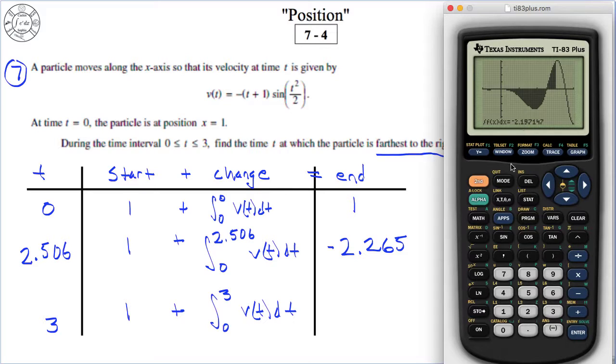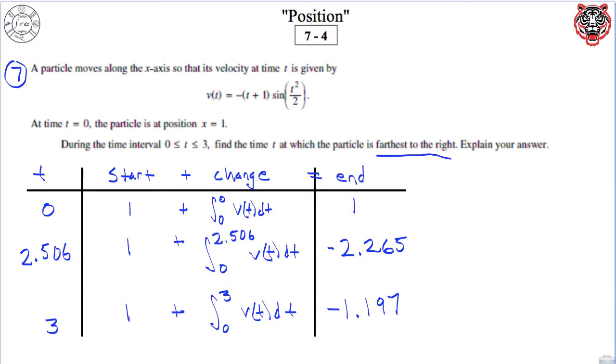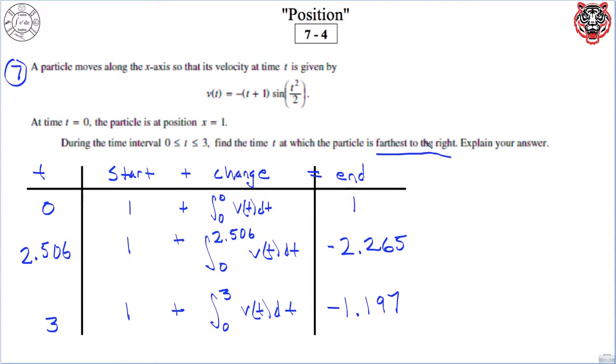And if you don't trust yourself, make the calculator do the work. Second quit and just say, yeah, plus 1. And this is going to be -1.197. All right, so now we need to actually answer the question. The question was asking farthest to the right. So right is positive, so which one of these is the most positive? And the answer is that one.